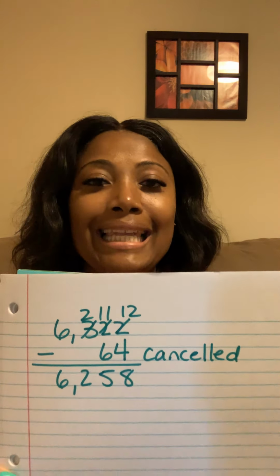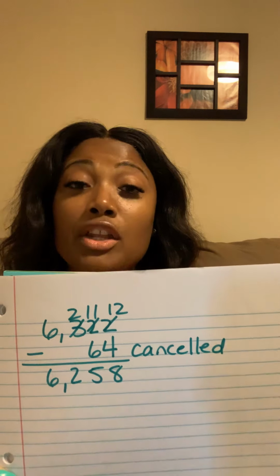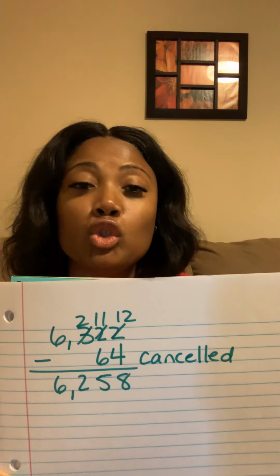All right. And I'm showing my work. So it told us in the word problem that 6,322 reservations were made, but then it later told us in the word problem that 64 of those reservations were canceled. So now we're left with 6,258 reservations. Now, another important part in our word problem says if there were 21 full flights.